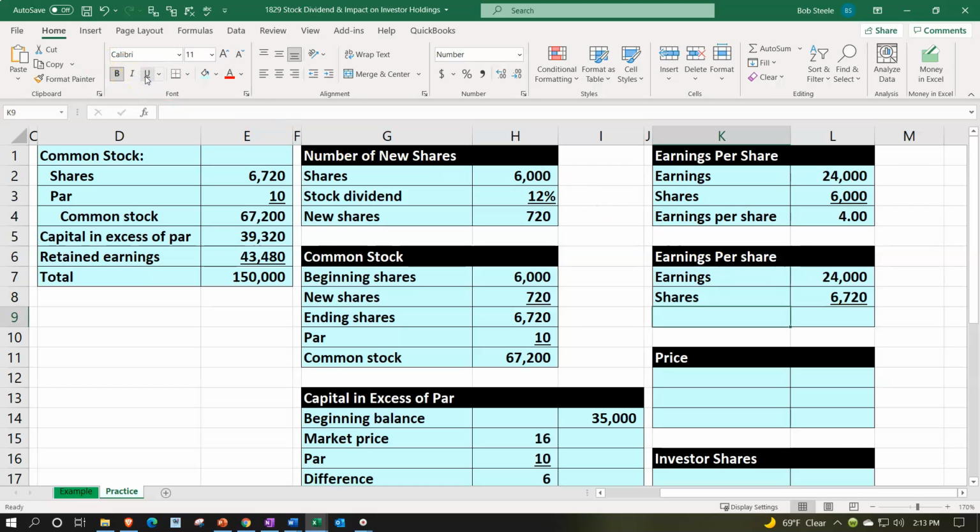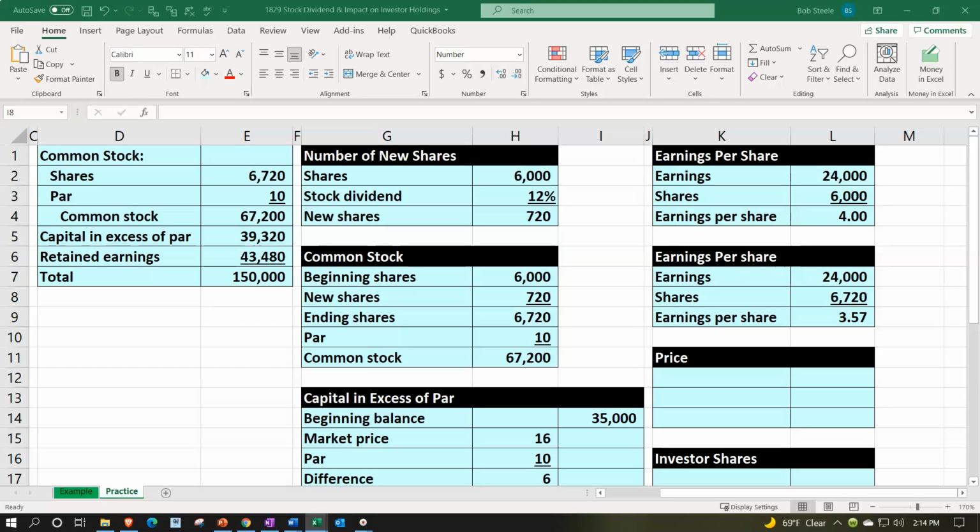Giving us the new earnings per share, the ending earnings per share, the 24,000 divided by the 6,720, or adding a couple decimals, number group decimals, 3.57. So earnings per share has gone down as would be expected. But again, if you're an individual stockholder, you would have got a stock dividend as well.